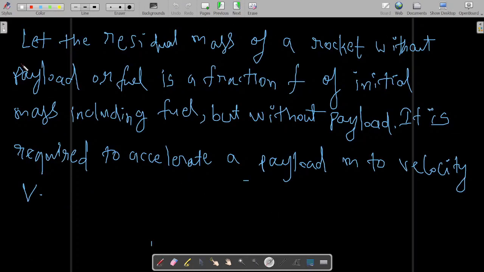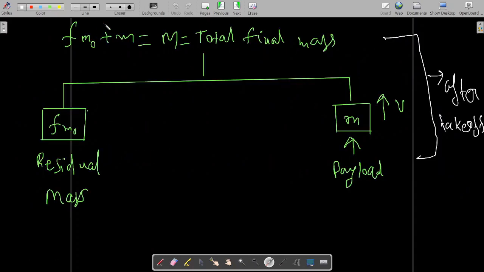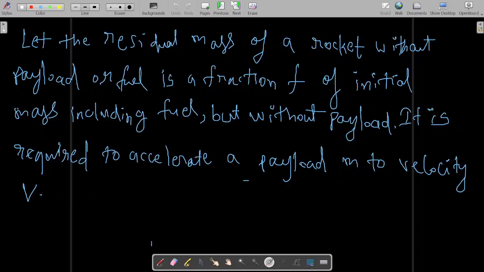Let us see over here. Let the residual mass of the rocket without payload but with fuel be a fraction f of the initial mass including fuel. So the final mass of the rocket and the fuel without payload is f m naught, and the initial mass is m naught. Let the residual mass of the rocket without payload, with fuel. Make one correction over here.